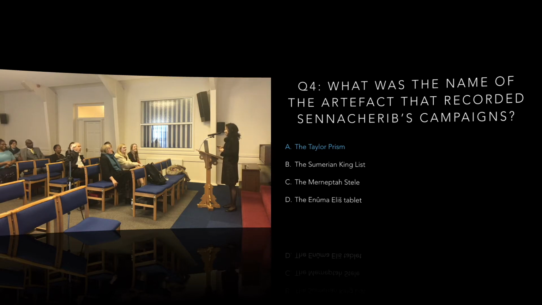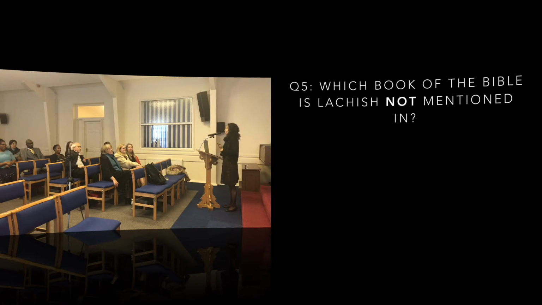Last question. Are you ready? Question 5. Which book of the Bible is Lachish not mentioned in? Is it A, Joshua, B, Psalms, C, Isaiah, or D, Jeremiah? Put your hand up if you think it's A, B, C, D. The correct answer is B, Psalms. Okay. Well done, guys. I am glad to see that you were listening.